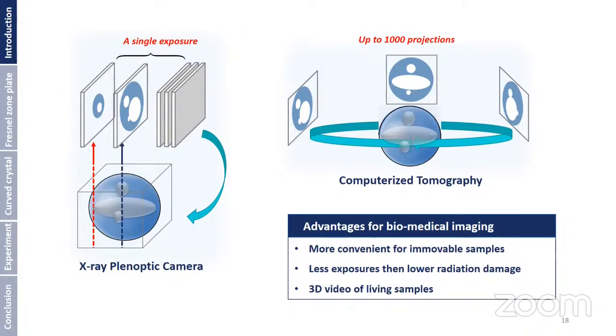Compared to the most common X-ray 3D imaging technology, computerized tomography, which requires up to 1,000 projections, the X-ray plenoptic camera has several advantages, especially for biomedical imaging. Firstly, it's more convenient for immobile samples. And secondly, 3D imaging with fewer exposures not only reduces the radiation damage to the samples, but also has the prospect of rendering 3D video of living samples.